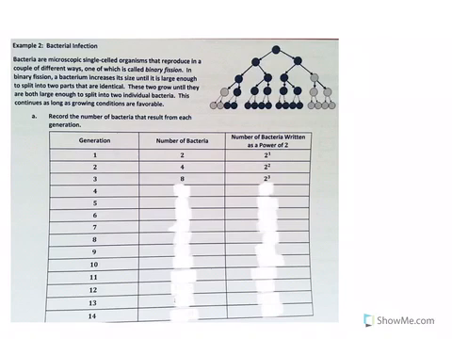All right, example 2. Well, this is our first example. Bacterial infection. Bacteria are microscopic single-celled organisms that reproduce in a couple of different ways, one of which is called binary fission. In binary fission, a bacterium increases its size until it is large enough to split into 2 parts that are identical. So it gets bigger and bigger, and then it breaks into 2 equal parts. Those 2 then grow until they are both large enough to split into 2 individual bacteria. This continues as long as growing conditions are favorable. So if you have a bacterial infection, it's just going to keep going and going until your body's able to kill it off, or until you use some antibiotics or medicine of some sort.